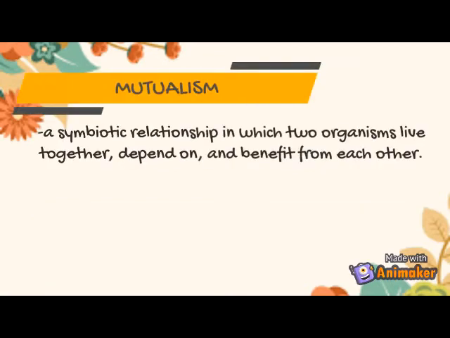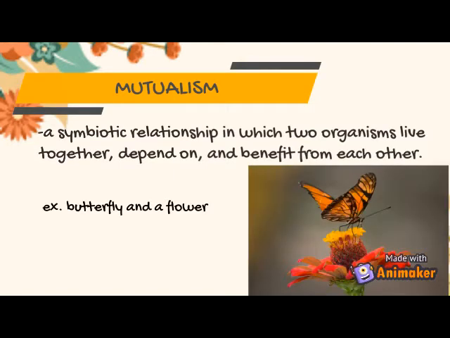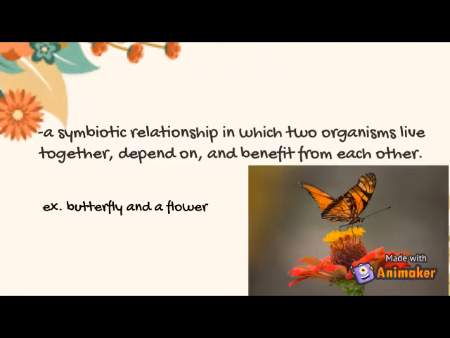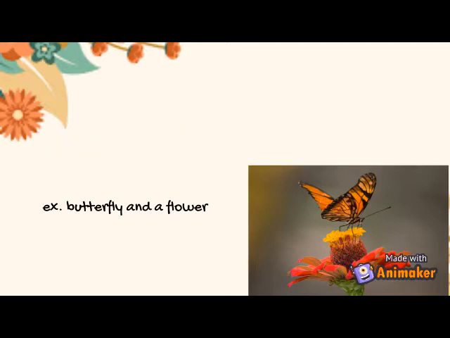First we have mutualism. It is a type of symbiotic relationship in which two organisms live together, depend on, and benefit from each other. The relationship that happens between butterfly and a flower is an example of mutualism. As the butterfly sips nectar, it transfers pollen from flower to help each reproduce. Thus, the butterfly obtains food and the flower propagates.